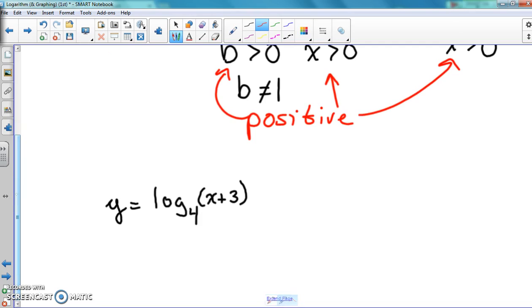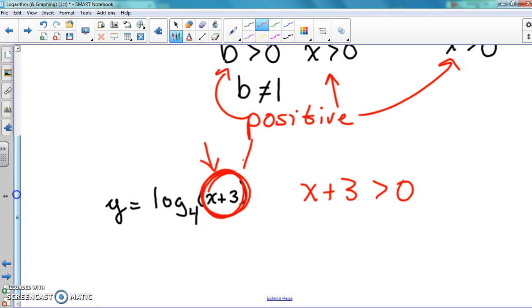As an example, we have y equals log of x plus 3, base 4. This is going to be very quick, very simple, very easy. All we're going to do is take what's in the parentheses, the x plus something, x minus something, x squared plus something, and make that greater than 0, because that spot is where x is, and that has to be a positive number. Whatever's in that spot, we make greater than 0, and then we solve it out.